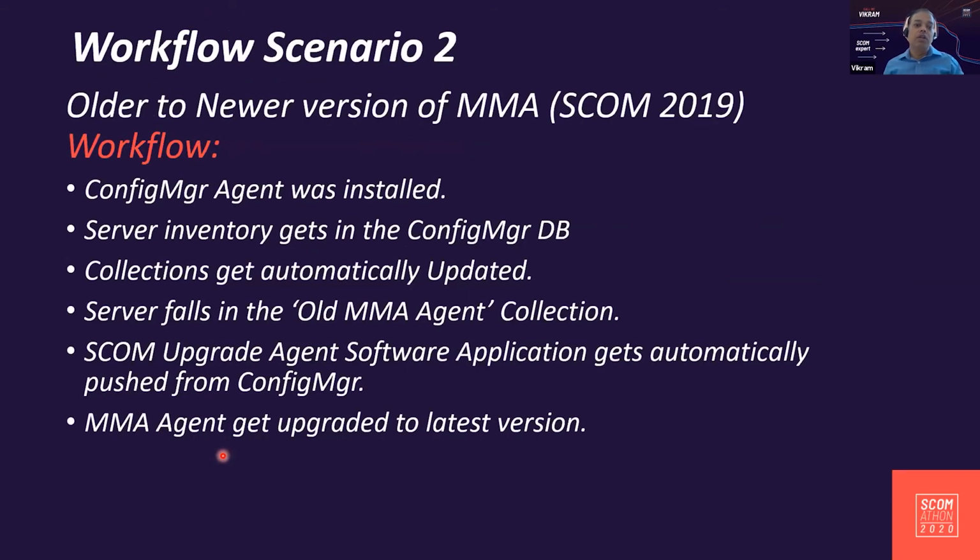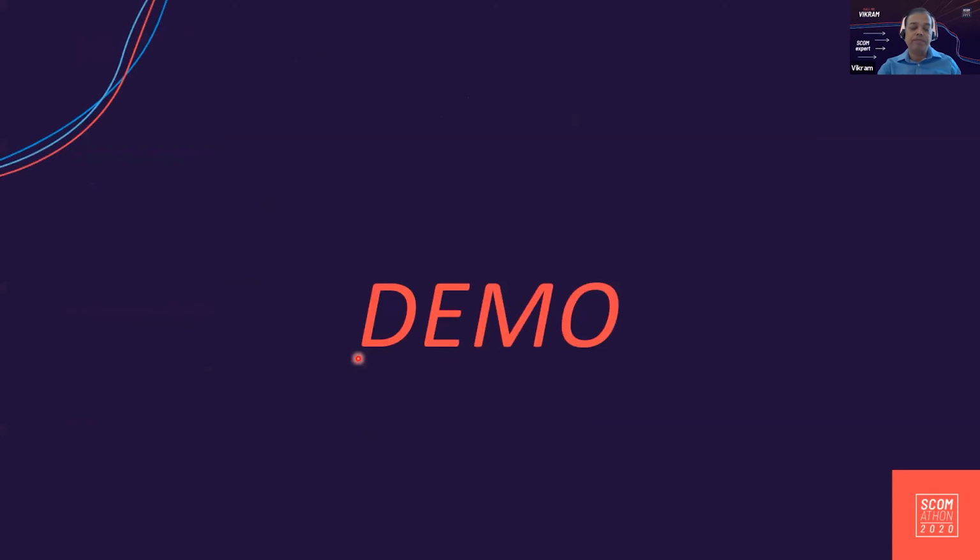So the complete workflow: the Config Manager agent was already installed. Inventory was already collected over there, right? We just need to create the collection. Once the collection has been created, the server will automatically fall into the old Microsoft Monitoring Agent collection, or whatever name you give it. Then on that particular collection, you would be targeting that application, the command line which I have shown you. And then automatically the agent will get upgraded to the latest version.